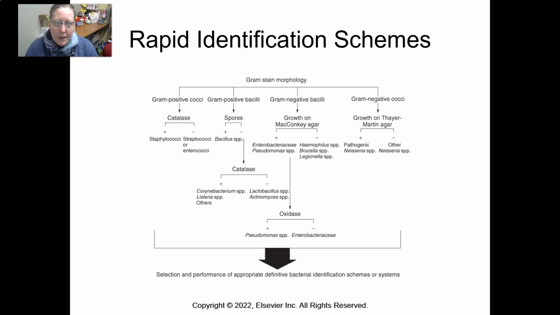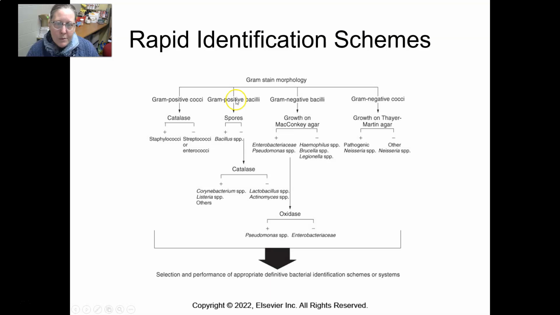And then it's good to also talk about the rapid identification schemes. So these are also often called just algorithms. There's quite a few of them out there. But for example, for this one, you start with gram stain morphology. If they're gram positive and they're cocci, and if it's catalase positive, it's likely staph. If it's catalase negative, it's likely strep or enterococci.